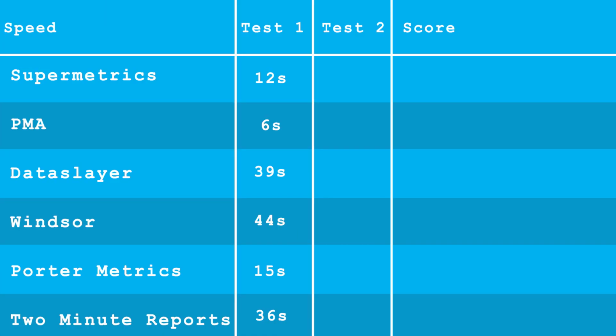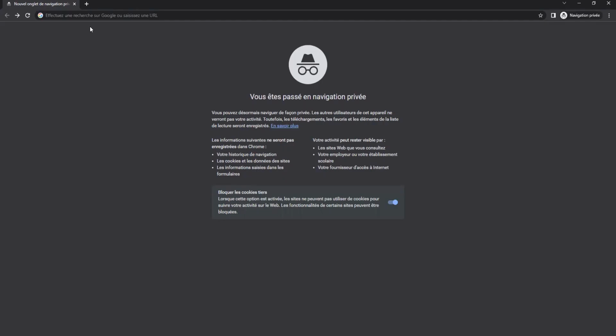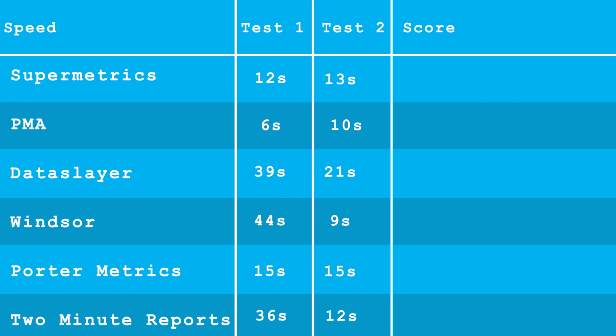Here are the results. From 6 seconds for our Usain Bolt Power My Analytics to 44 seconds for Windsor. Second test. I'm opening my dashboard in a private window. How long does it take to load? There, some bad students on the previous test are doing much better.